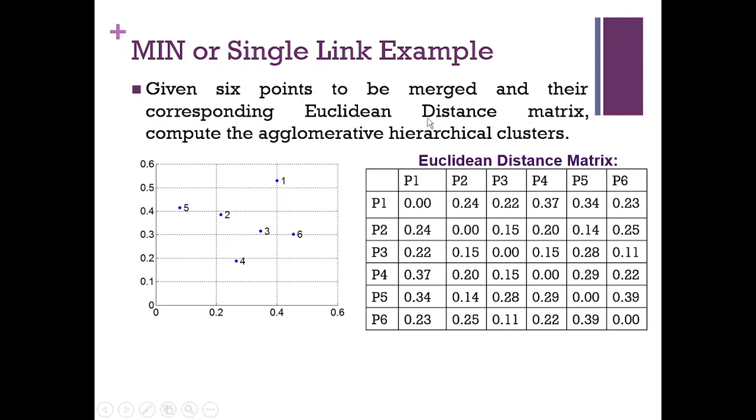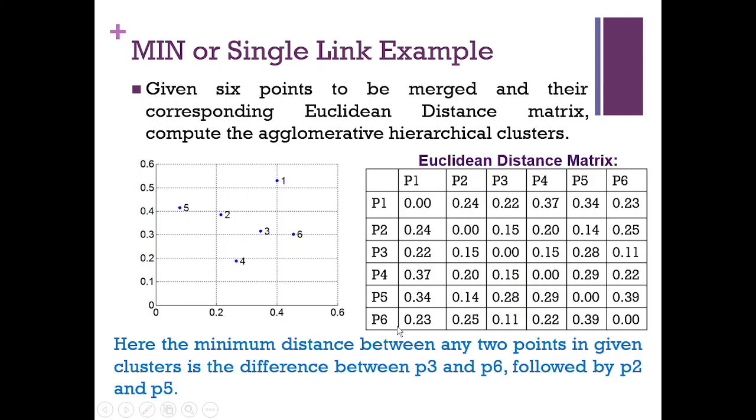If you clearly see this distance matrix, what is the lowest entry in it? Please don't say it is 0. It is 0 obviously, but 0 is the distance between P1 and P1, P2 and P2, which is not valid for us. I want you to find the next minimum distance, and it is basically the points P3 and P6. The distance between P3 and P6 is 0.11, the minimum. So here the minimum distance between any 2 points is P3 and P6.